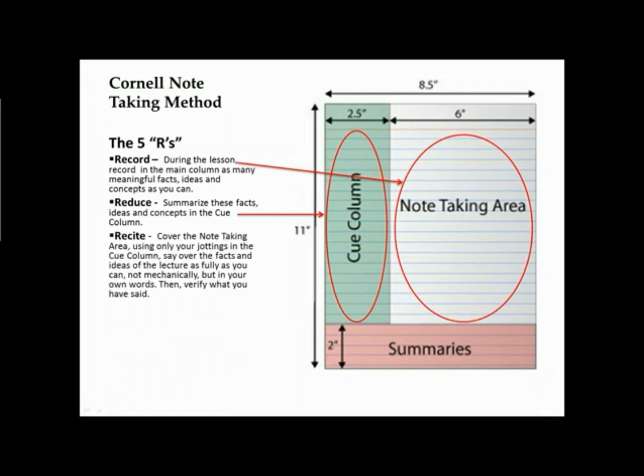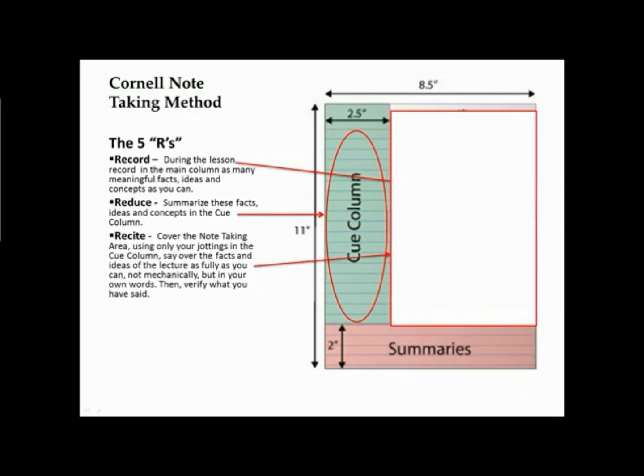The third step is to recite. Cover the note-taking area using only your jottings in the Q column to say over the facts and ideas of the lecture as fully as you can, not mechanically, but in your own words. Then verify what you've said.